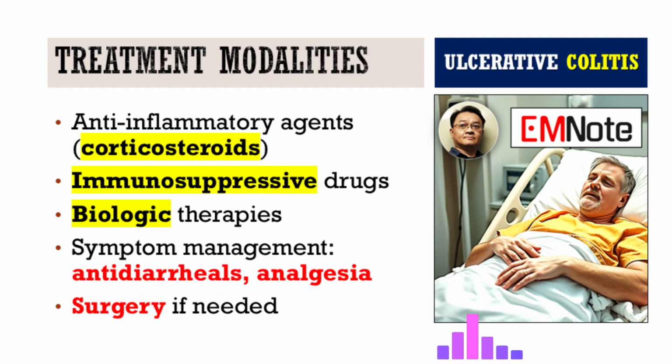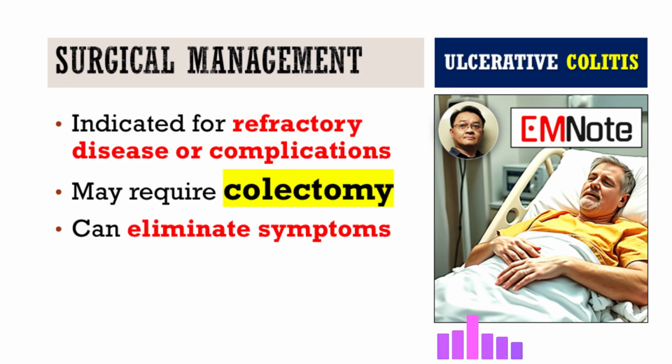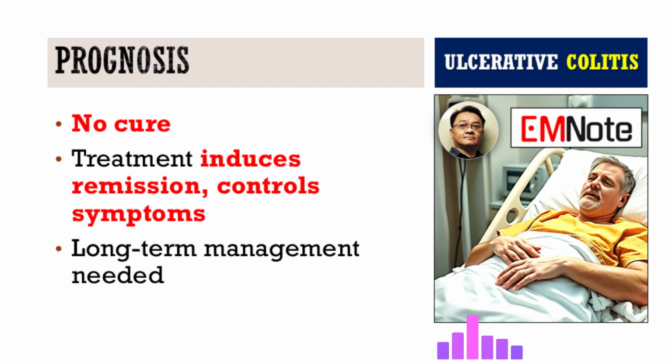And once confirmed, what are the main treatment strategies? What's in the toolkit? We have several approaches. Anti-inflammatory drugs like corticosteroids for flares are common. Then there are immunosuppressive medications for longer-term control, and increasingly, biologic therapies targeting specific inflammatory pathways. Of course, symptomatic treatments help manage day-to-day issues, and surgery is an option when medical therapy isn't enough or complications arise.